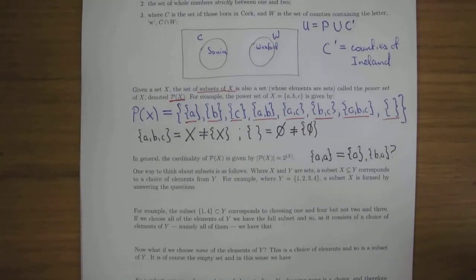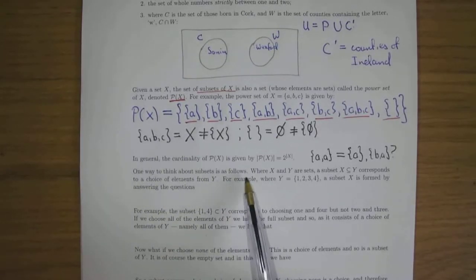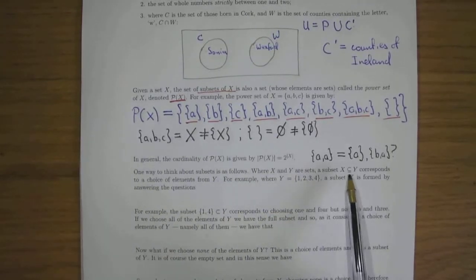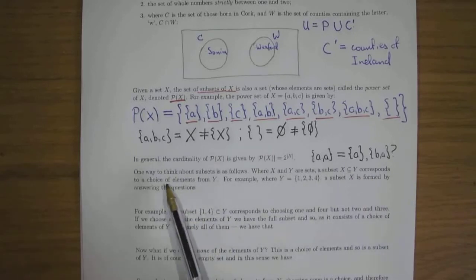So what we said on the previous page, particularly the vacuous thing, you should be a bit confused. Why is the empty set a subset? Here's a different way of explaining it. One way to think about subsets is as follows, where x and y are sets: a subset x of y corresponds to a choice of elements of y. So you can think of a subset as a choice of the elements.